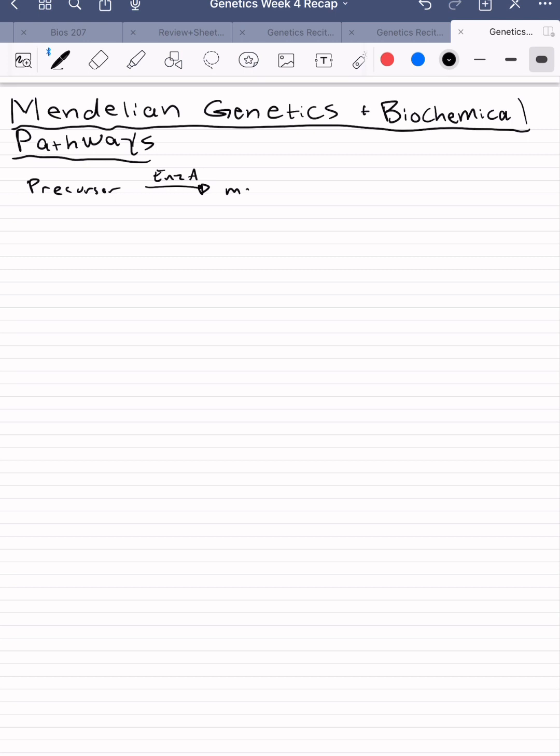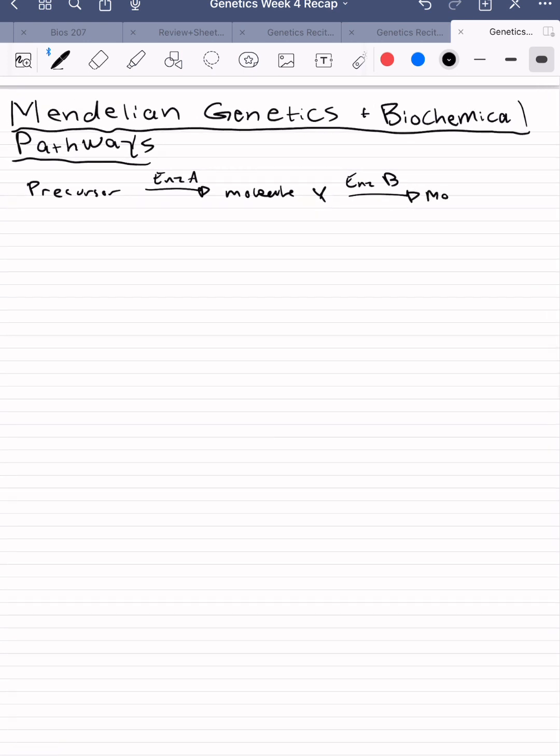Say this is molecule Y, which is then converted by enzyme B. It's converted to molecule Z. All right. So we have a precursor. It's converted by enzyme A into an intermediate, and then this molecule Y, the intermediate, is then converted by another enzyme into the final product. That is essentially a biochemical pathway.